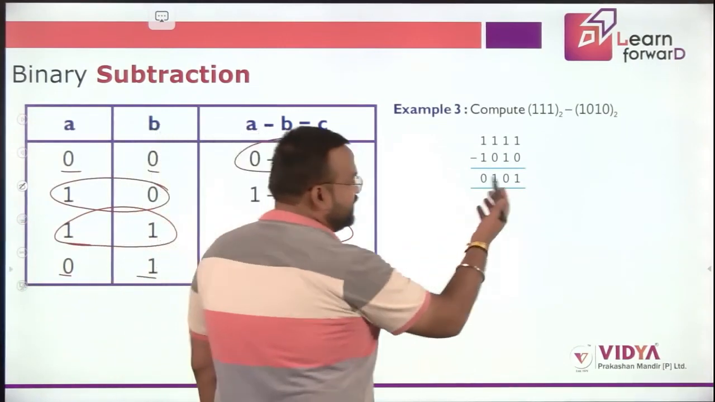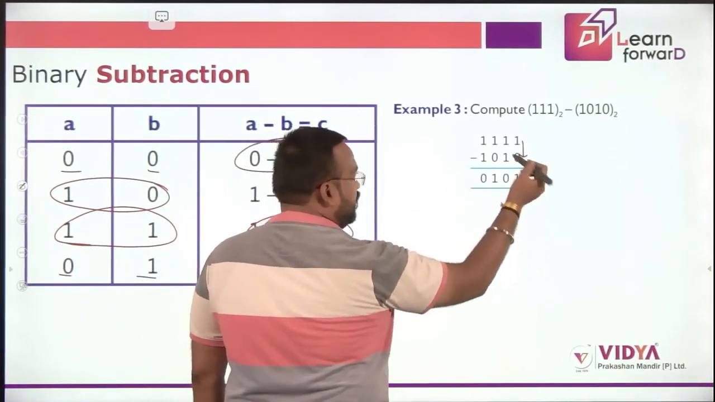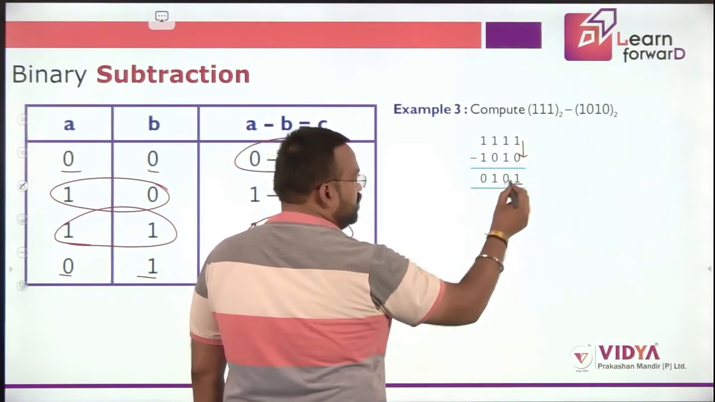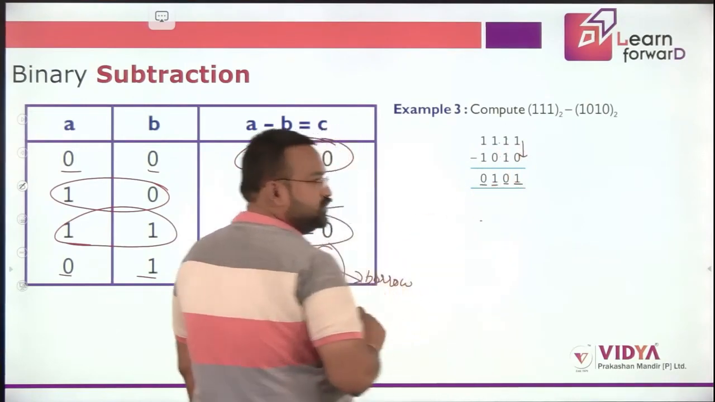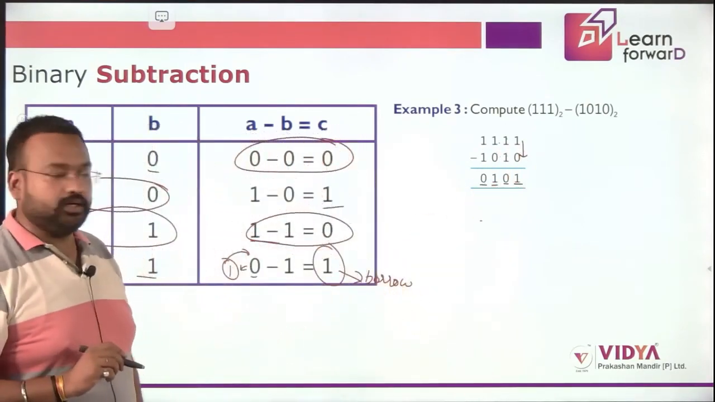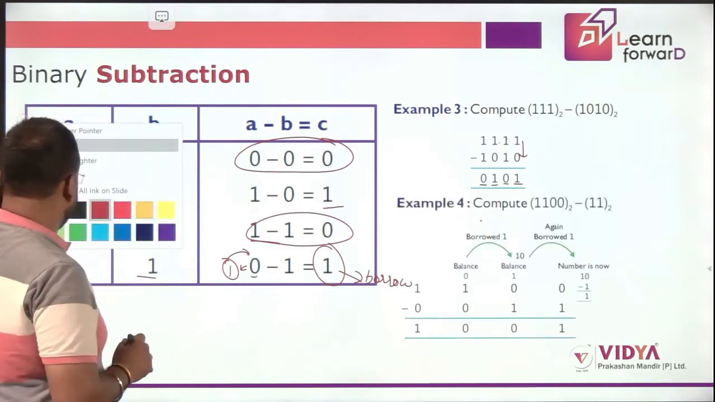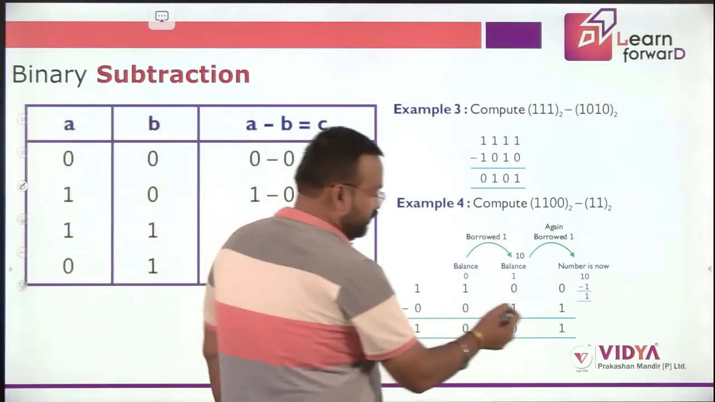So over here it is just simple: when you subtract 0 from 1, that is 1, 1 minus 1, 0, 1 minus 0, 1, and 1 minus 1 is 0. Clear? Let's see the next example. So let me clear all the slide. So now let's start.